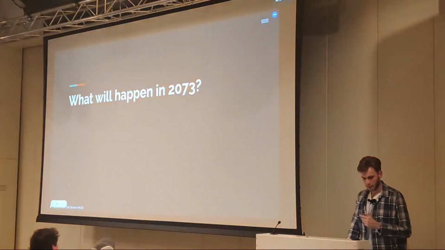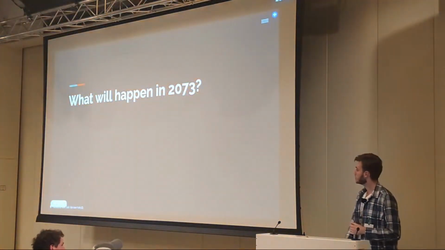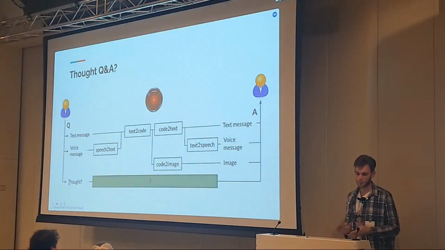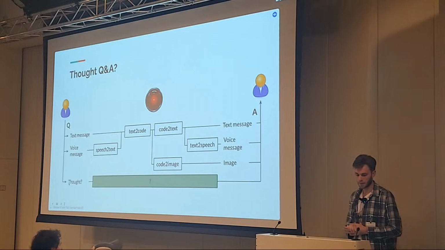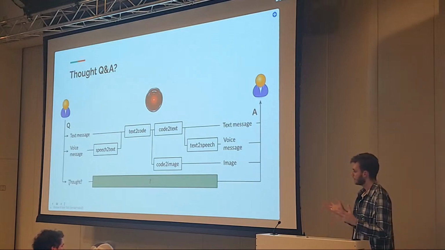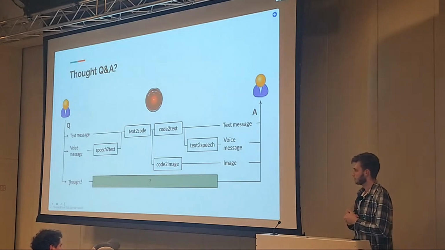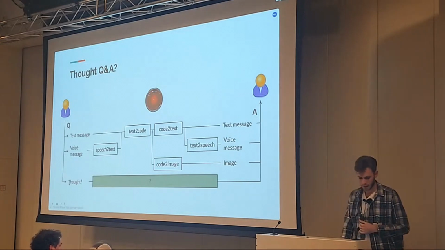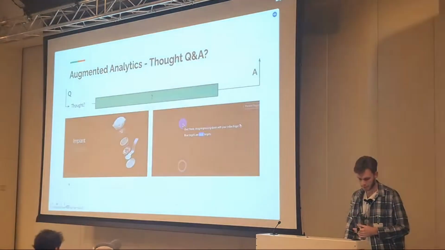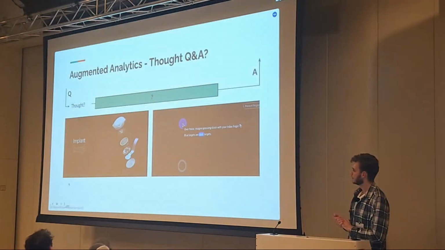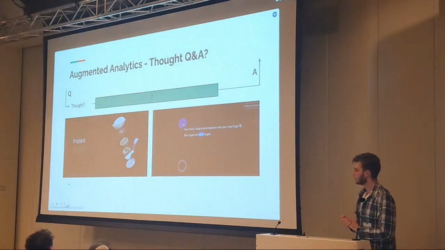So let's imagine what will happen in 2073. I was also trying to put here a third stream, because our ideas and our thoughts are still the fastest stream. We don't even need to write or send a voice message. We just need to think about it, and then the system can answer us. I think the best guess, let's see if it's true or not, is that Elon Musk is working on Neuralink topics.